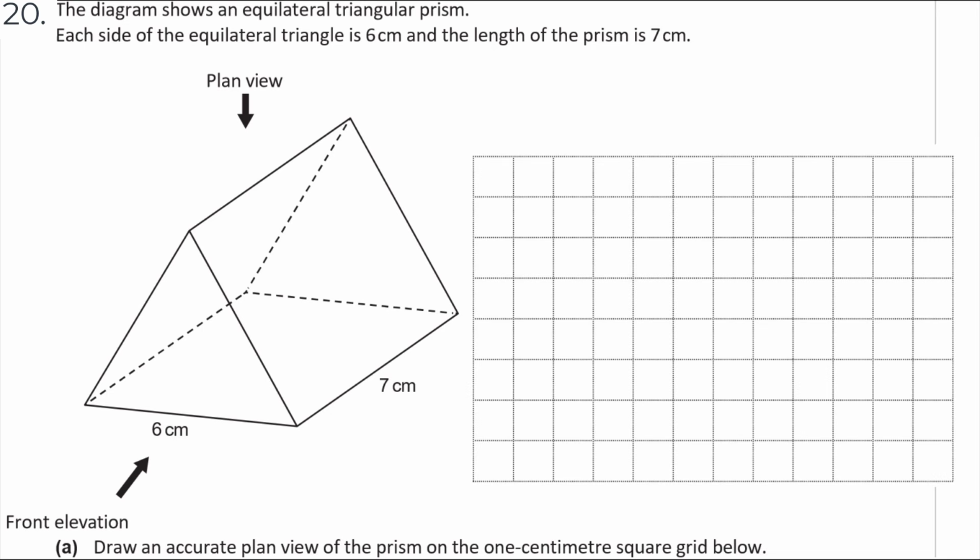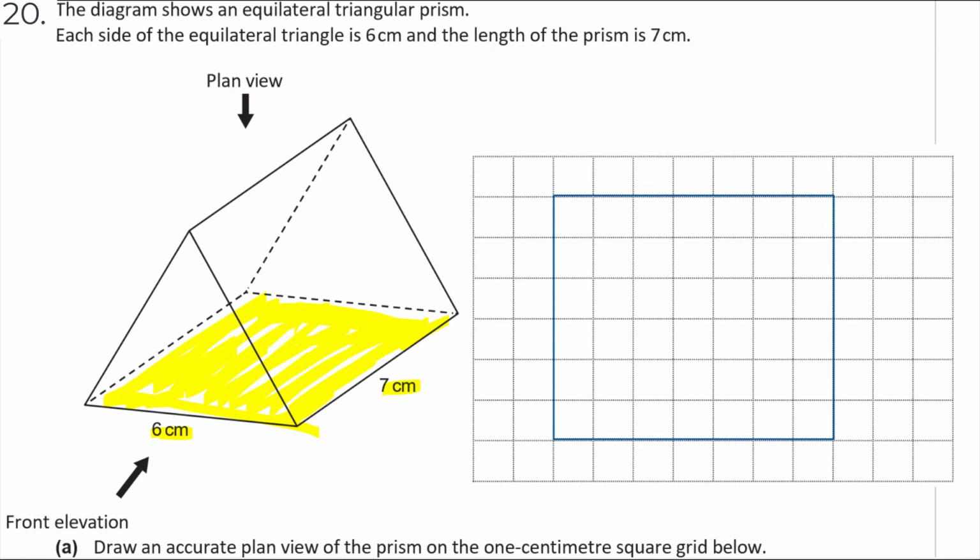So what is the plan? The plan view is like the bottom of the shape, isn't it? It's like its footprint. So the footprint is this face here, isn't it? Okay, so if I was going to draw that, I'd be drawing a rectangle which is 6 by 7, wouldn't I? Okay, 6, 7. Right, so let's draw that in.